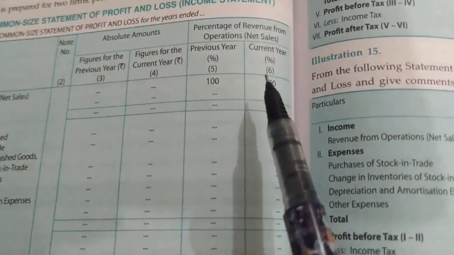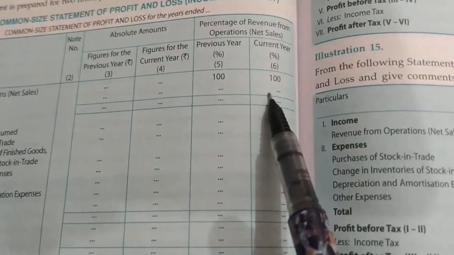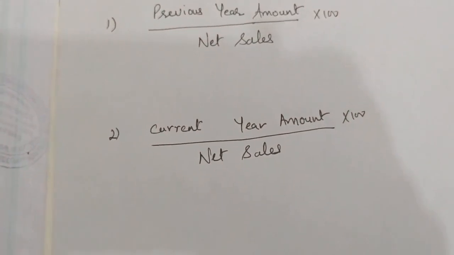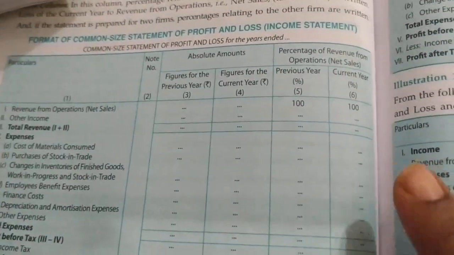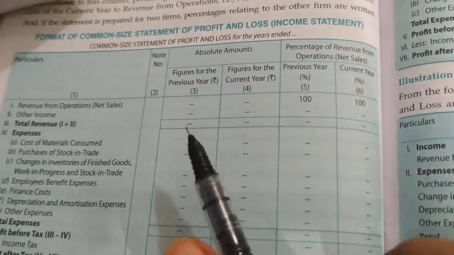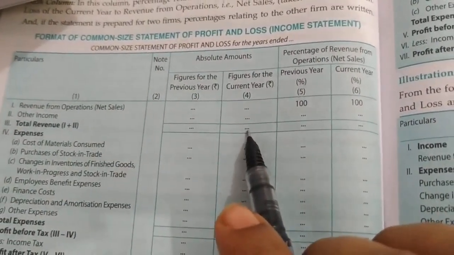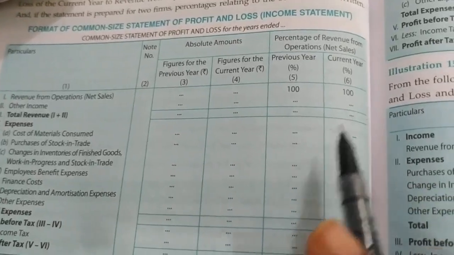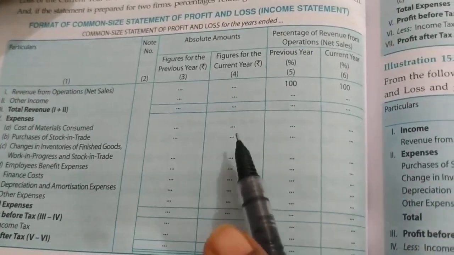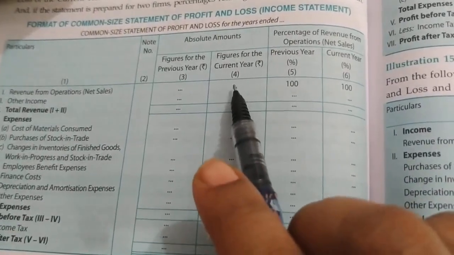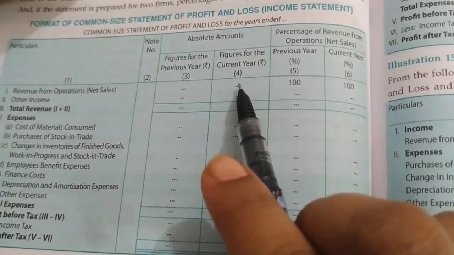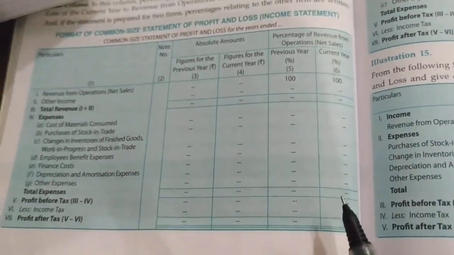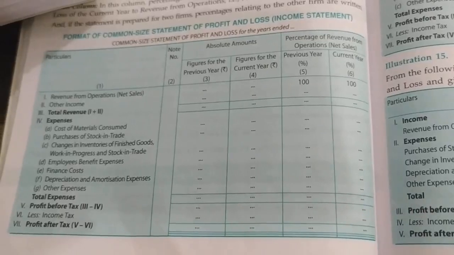And in a similar way, the current year percentage will be calculated by putting the current year amount over net sales into 100. Here you will put the current year amount, over net sales of the current year, multiplied by 100. Everywhere, whatever amounts are given will be divided by revenue from operation or net sales, multiplied by 100. So this is the common size profit and loss account.